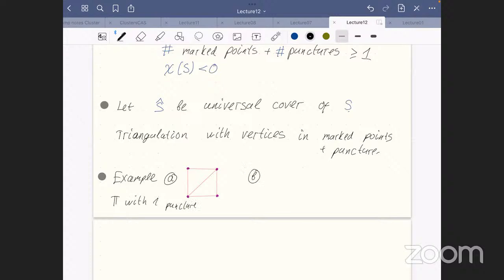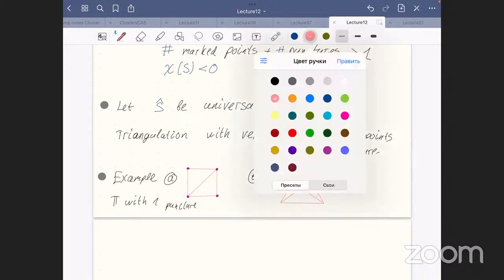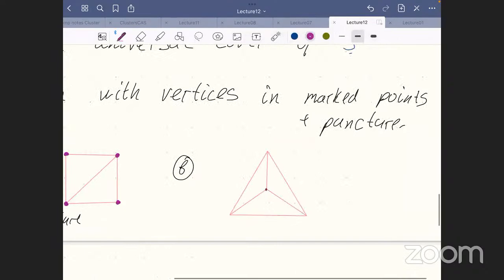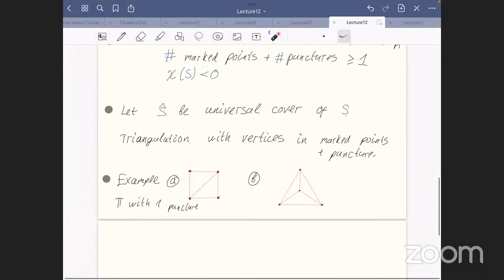Example B of the same spirit will be the sphere with 4 punctures. For the sphere with 4 punctures, maybe the simplest way to write it is the following. This is actually some sort of tetrahedron, which is topologically equivalent to the sphere.